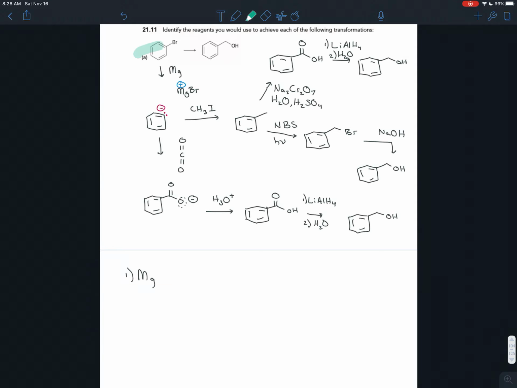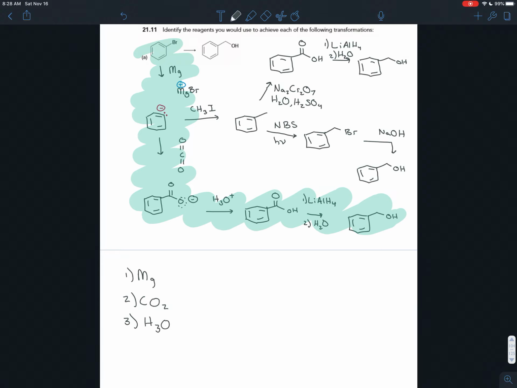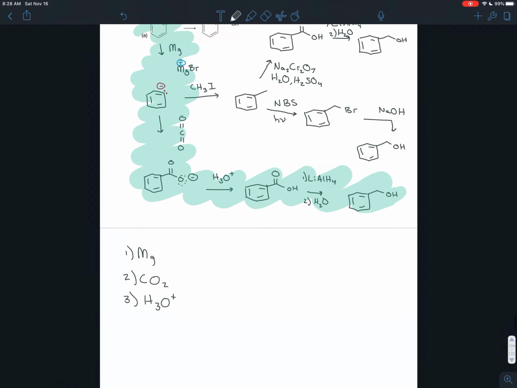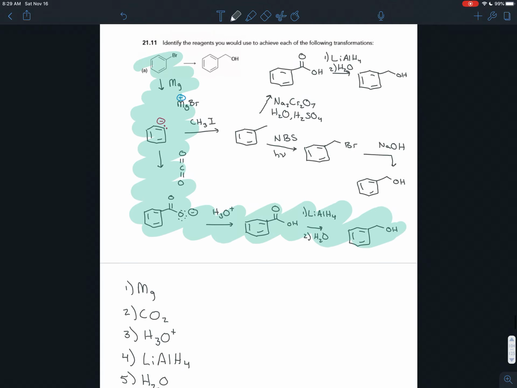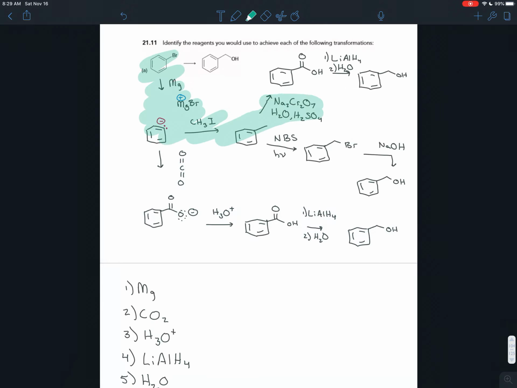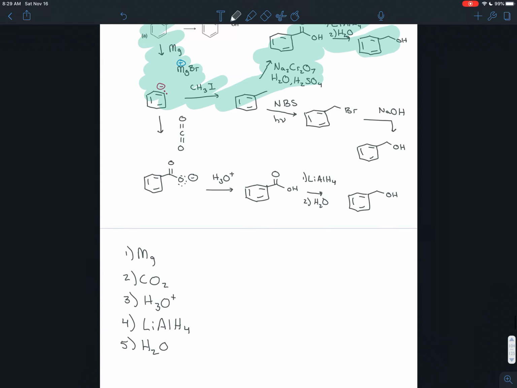Let's say the first recipe was adding magnesium. So here we're going to follow this one. First recipe was magnesium, and then we'll treat that with carbon dioxide, followed by an acid wash. And then we had the carboxylic acid, the benzoic acid, that we reduced using lithium aluminum hydride, followed by water. So that's one possibility.